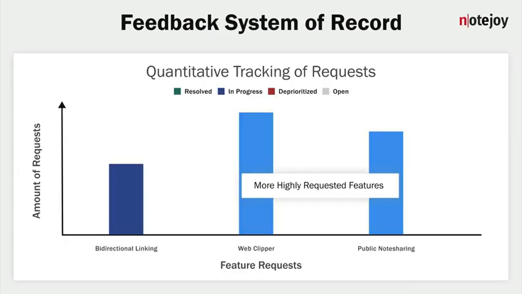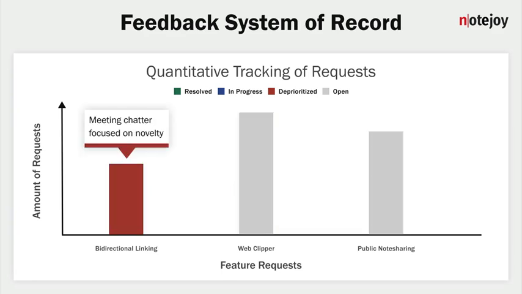Since bidirectional linking was a relatively new feature, they measured how it ranked relative to other features on recent requests. It turned out that bidirectional linking was highly requested, but not nearly as much as several other constantly requested features like public note sharing and web clippers. The Notejoy PM hadn't realized this because their meeting chatter tended to orient around the newer, shinier feature requests.